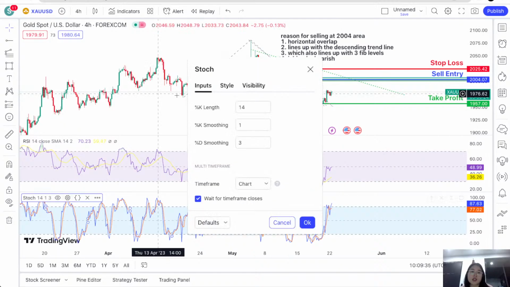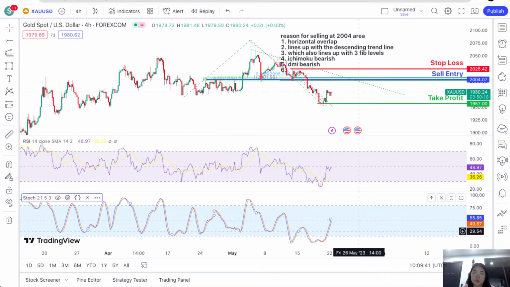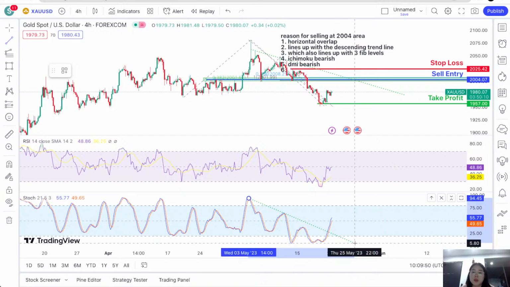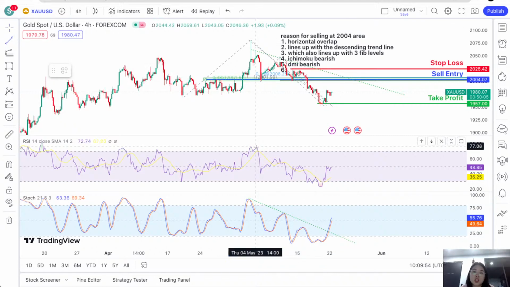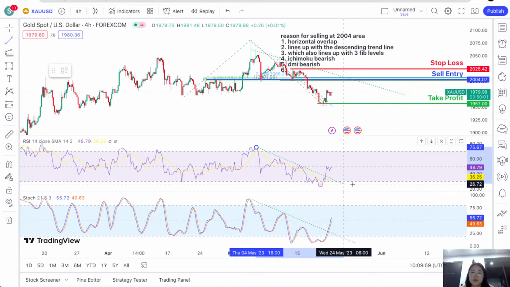For stochastics, I'm going to change the setting to 21, 5, and 3. First things first, bullish divergence on stochastics. Bullish divergence on RSI. Do you guys see this?